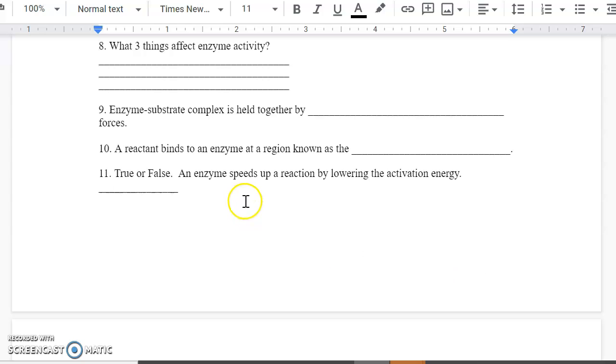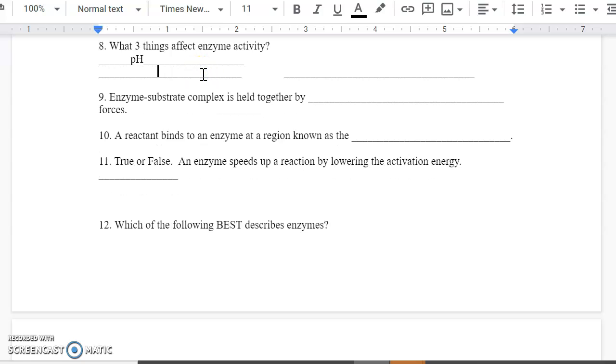Three things affect enzyme activity. Well, those were pH. Enzymes have an optimum pH. We see a lot of them in our body. The optimum pH is around 7 because we're mostly water, and our blood also has a pH of 7.1. But in our stomach, we have acids that are digesting our food, so it's a much more acidic environment. So there are enzymes in our stomach that have a much lower optimum pH.